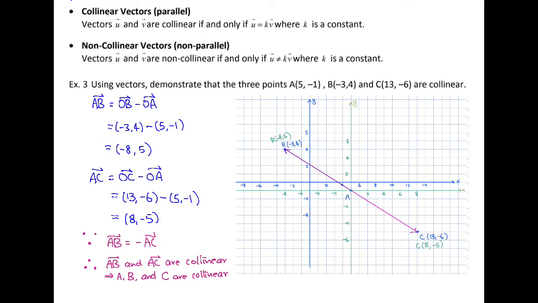So if I draw a new Cartesian plane with A as my origin, you can see point C will move to 8 and -5, which is our vector AC. And B will be at -8 and 5, which is our vector AB. And since AB and AC are opposite vectors, that means they are scalar multiples of each other by -1. Therefore, vector AB and vector AC are collinear. That means points A, B, and C lie on the same straight line. That means collinear as well.